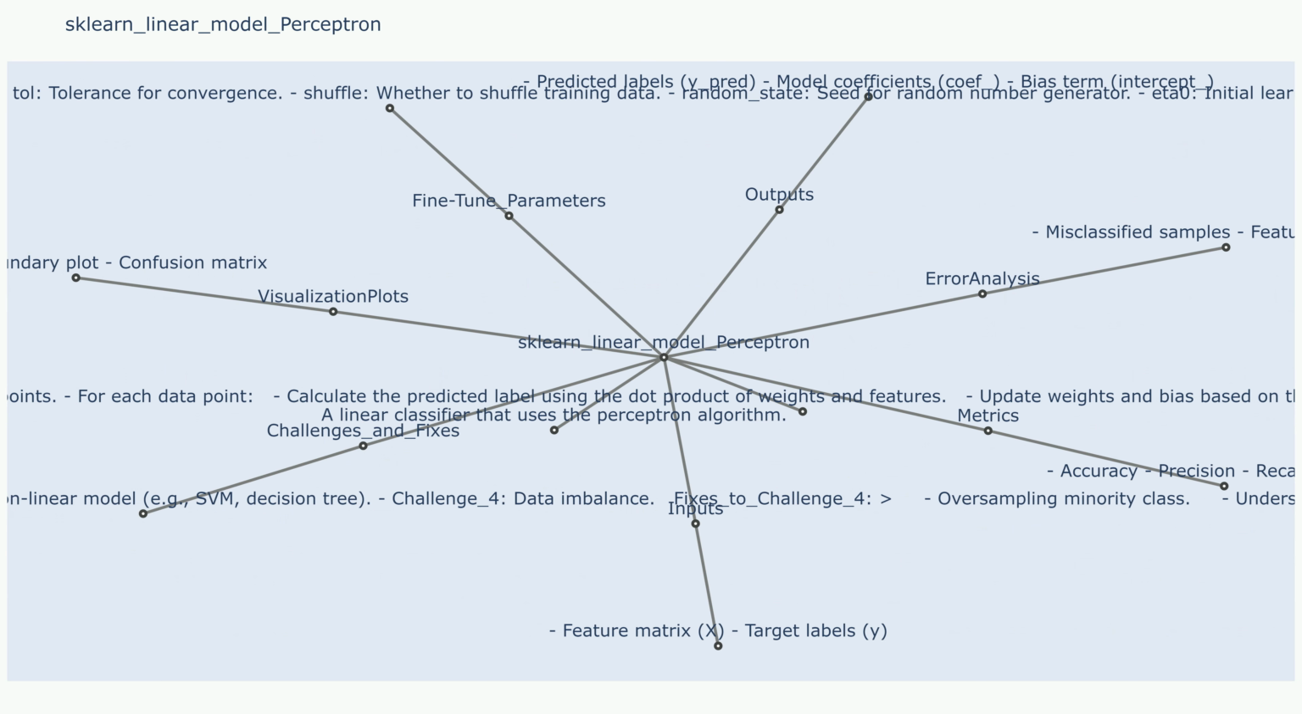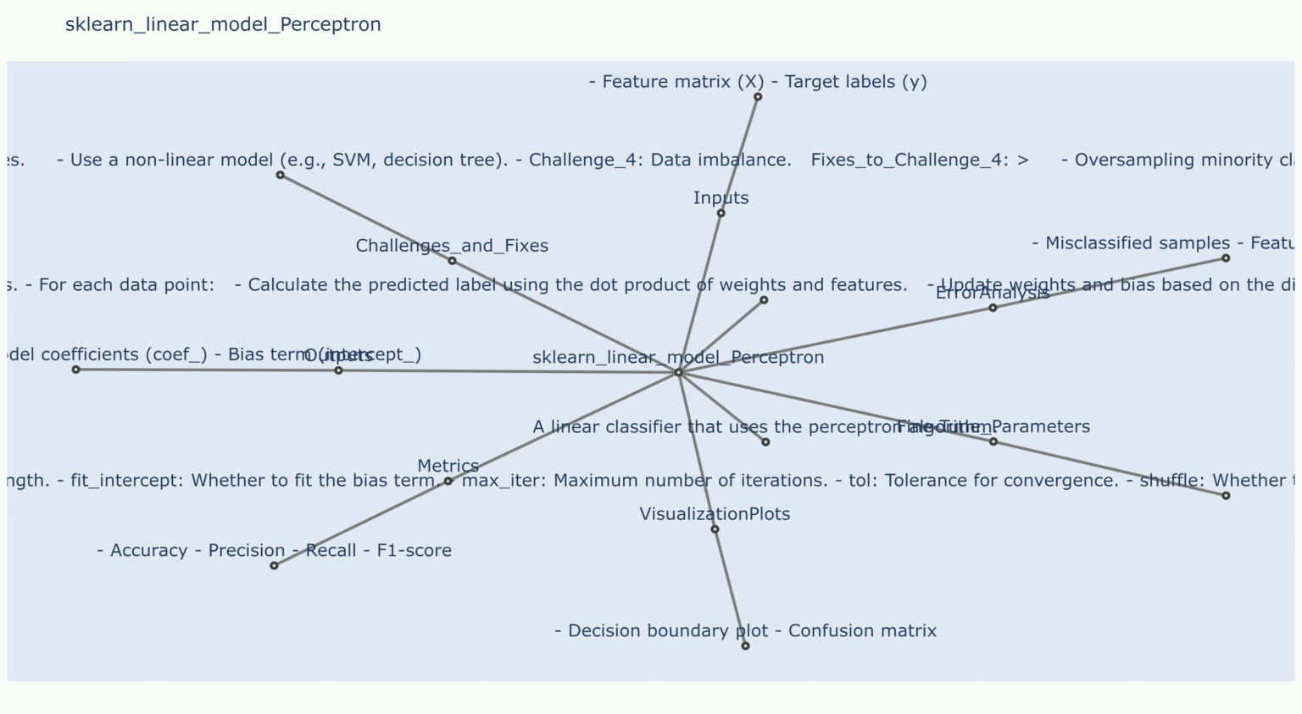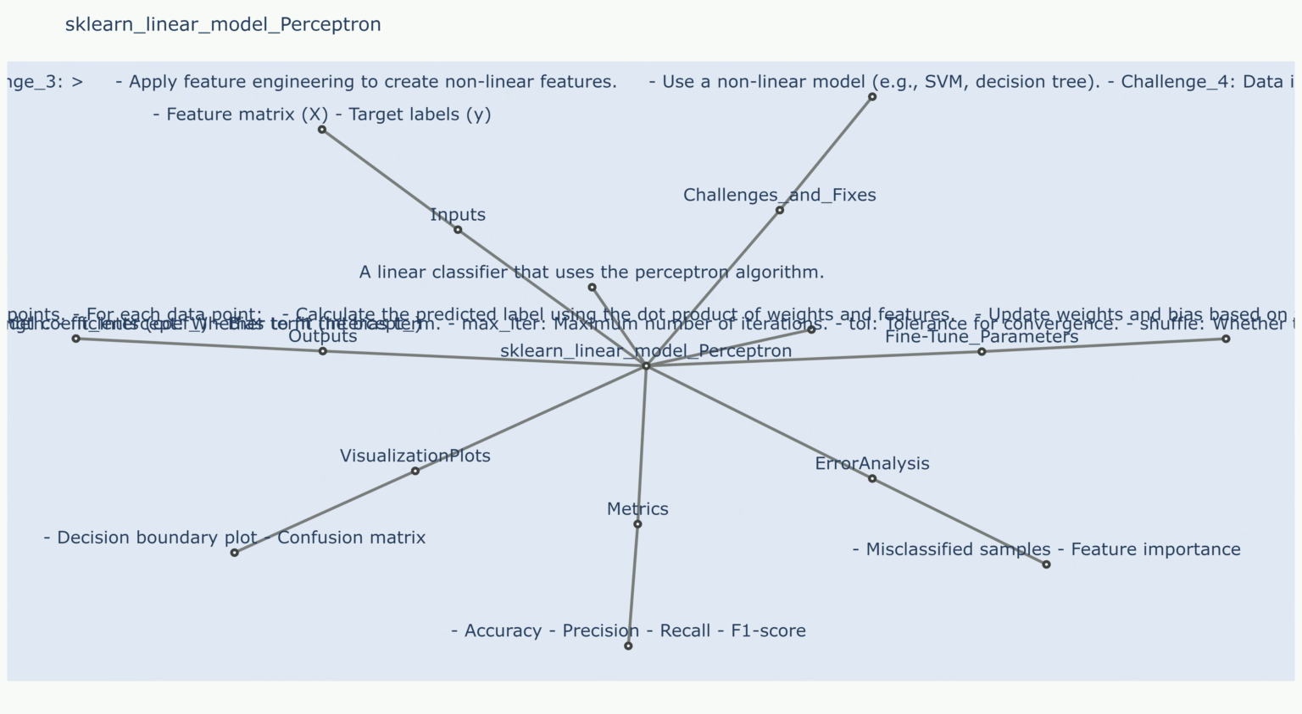Metrics. Accuracy: the percentage of correctly classified samples. It is calculated as the number of correctly classified samples divided by the total number of samples. Precision: the percentage of correctly classified positive samples. It is calculated as the number of true positive samples divided by the sum of true positive and false positive samples. Recall: the percentage of positive samples that are correctly classified.